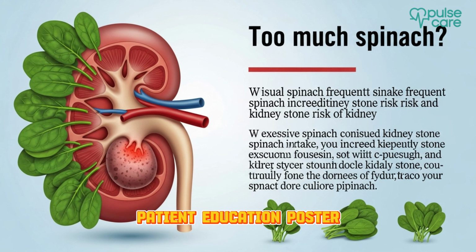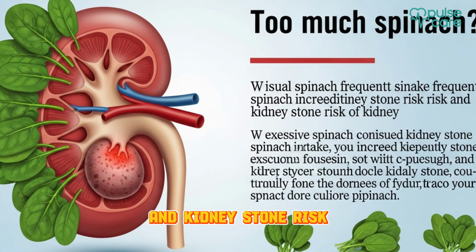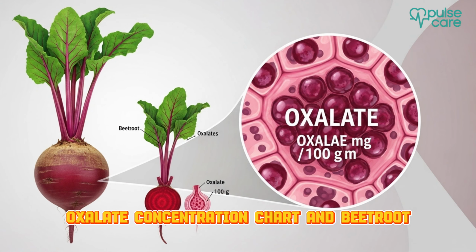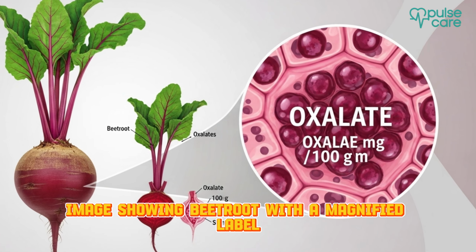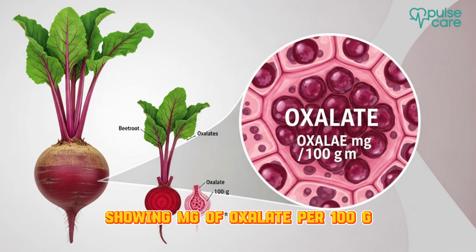Patient education poster. Too much spinach? Visual warning about frequent spinach consumption and kidney stone risk. Number 2, beets and kidney stones. Oxalate concentration chart in beetroot: image showing beetroot with a magnified label showing mg of oxalate per 100 grams.